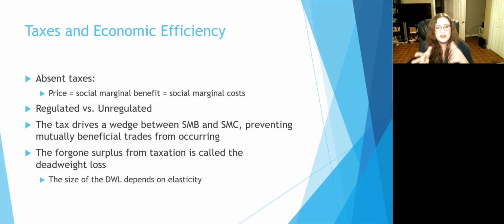Taxes, when we introduce taxes to the system, drive a wedge between social marginal benefit and social marginal cost. It makes it so that there's an additional cost to one side or the other and kind of moves us from that efficient point that we're used to being at.